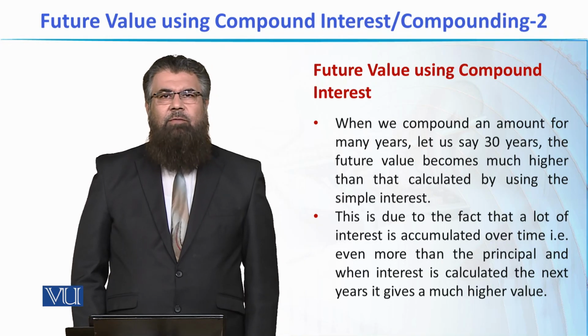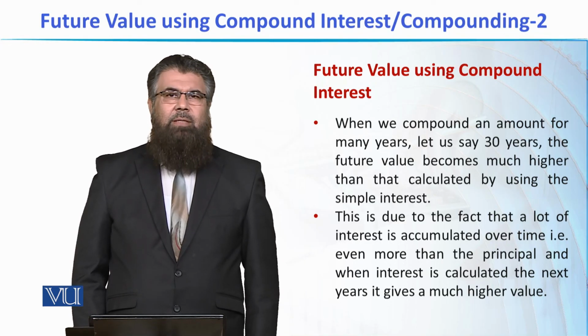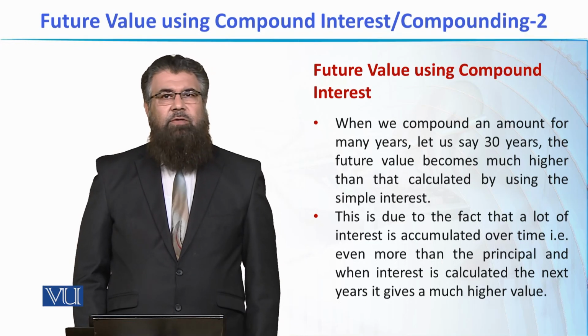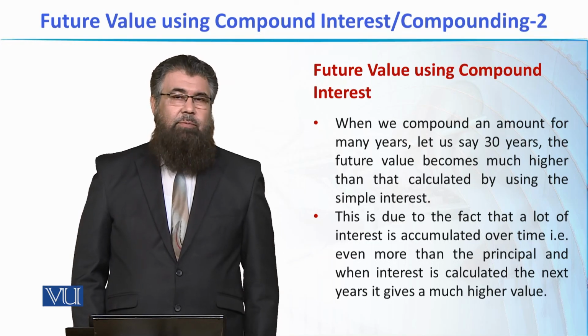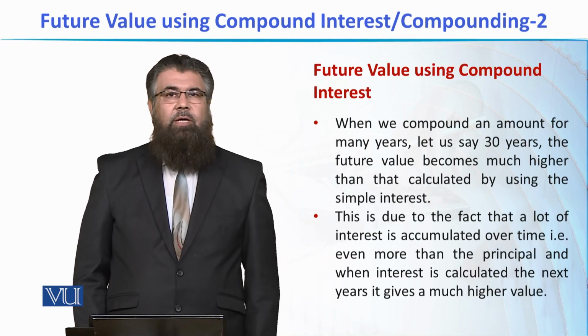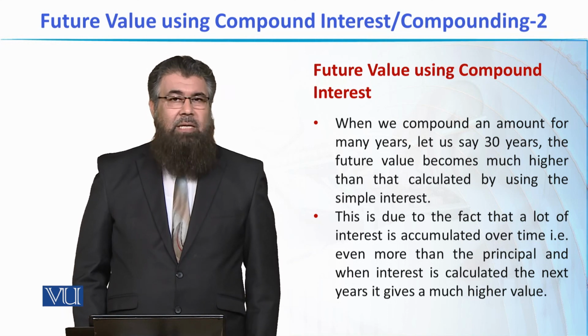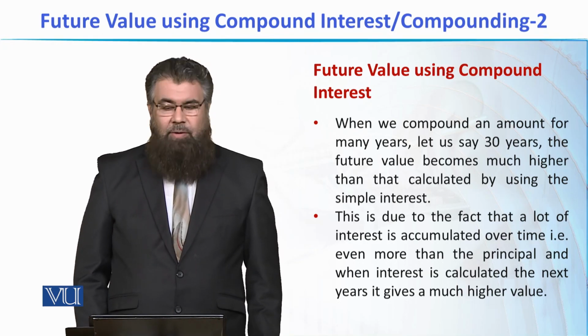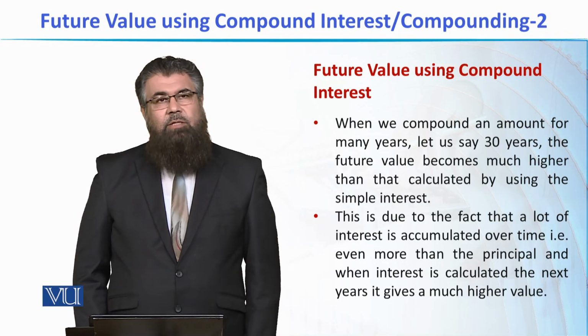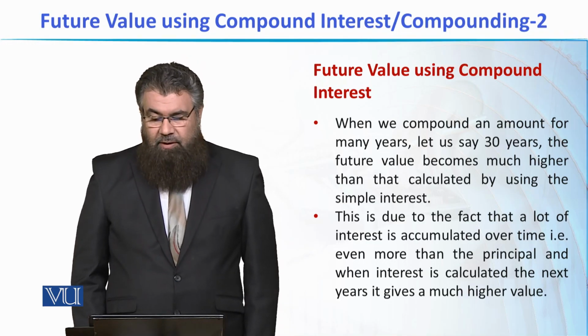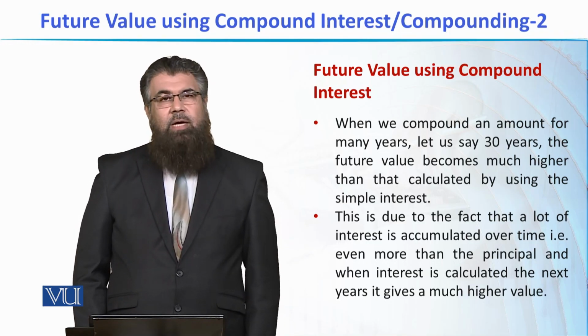So if I say that the future value interest factor 1 plus r is multiplied once by an amount, it gives us the value after 1 year. But if it is applied twice, multiplied twice by the value, it gives us the value after 2 years. So every time we multiply the future value interest factor with the previous balance, it gives us a greater value. This is due to the fact that a lot of interest is accumulated over time.